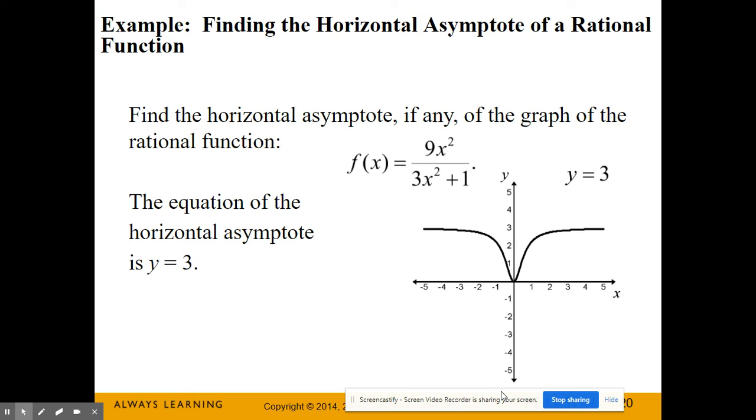And that's what this one looks like. If you were to draw the horizontal line there, y equals 3, this function will forever get close to it, but never actually touch it.